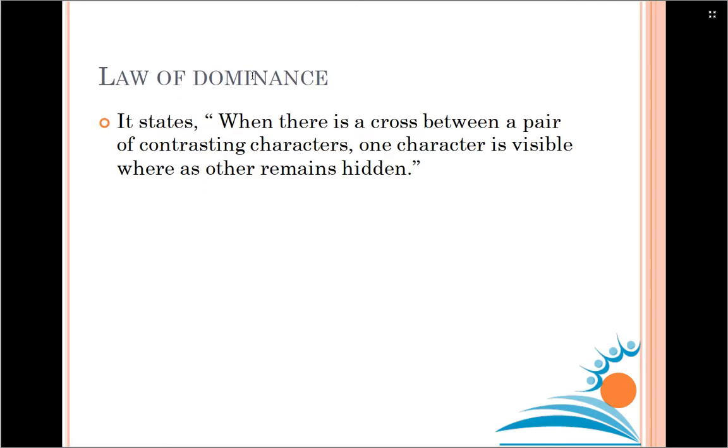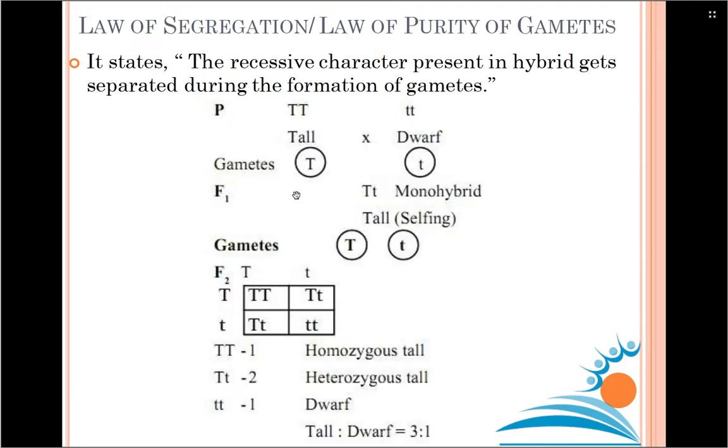The law of dominance, as I told you before: when we make a cross between a pair of contrasting characters like tall and dwarf, the offspring will be either tall or dwarf. It means both characters are not possible to be visible at once. So when there is a cross between a pair of contrasting characters, only one of them is visible, whereas the other remains hidden.